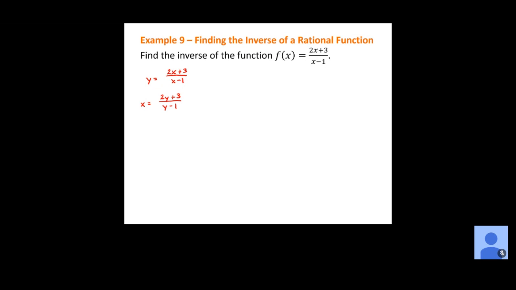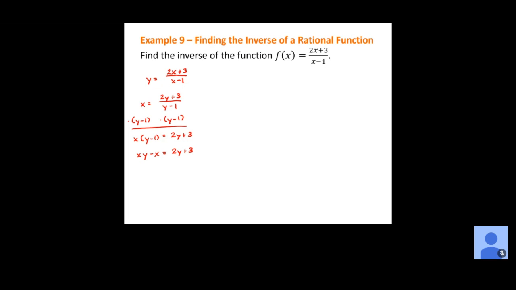Now I need to solve for y. Well, the first thing I'm going to do is I'm going to get rid of this fraction. So I'm going to multiply both sides by y minus 1. And when I do that, I'm going to have x times y minus 1 equals 2y plus 3. All right, now my next step, I'm going to distribute the x, and we're going to end up with xy minus x equals 2y plus 3.